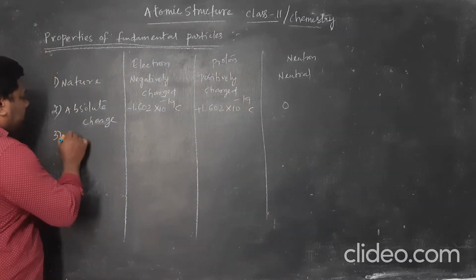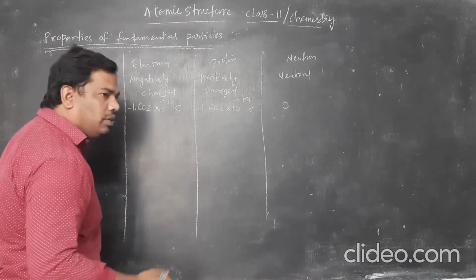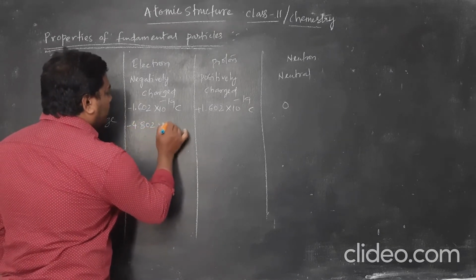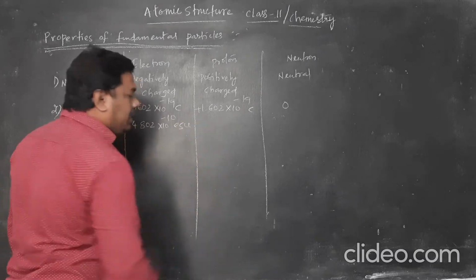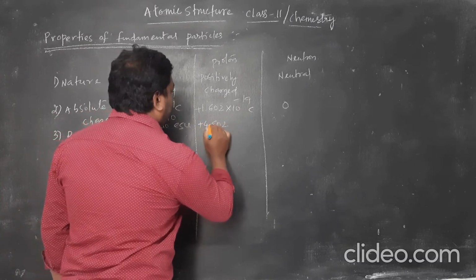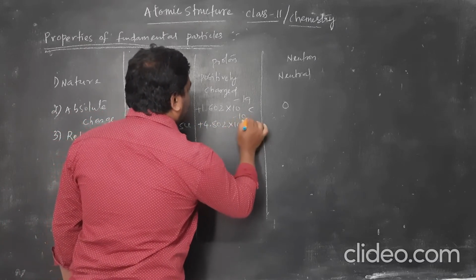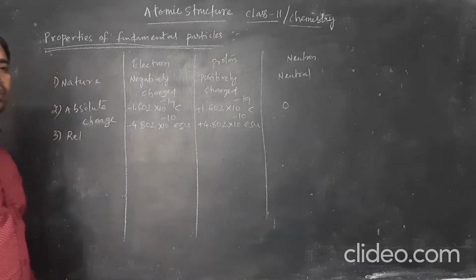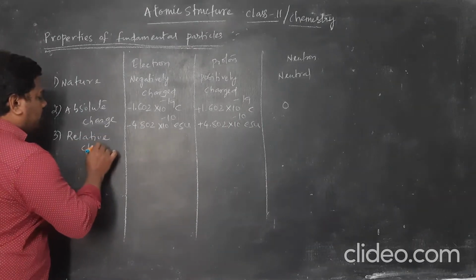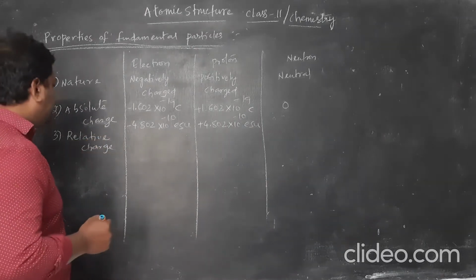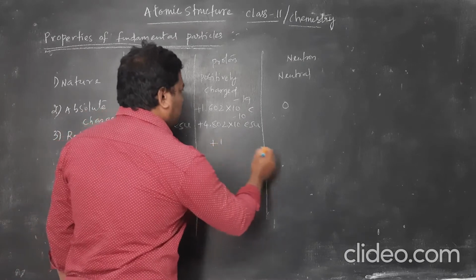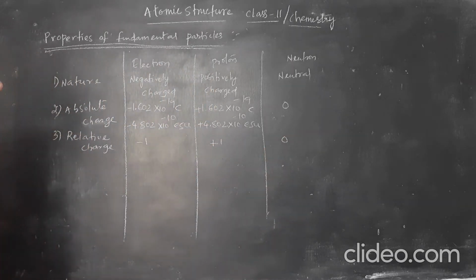The third one is relative charge. We can also express charge in terms of electrostatic units: minus 4.802 into 10 to the power of minus 10 electrostatic units for electron, and plus 4.802 into 10 to the power of minus 10 electrostatic units for proton. So the relative charge of electron is minus 1, proton is plus 1, and the relative charge of neutron is 0.